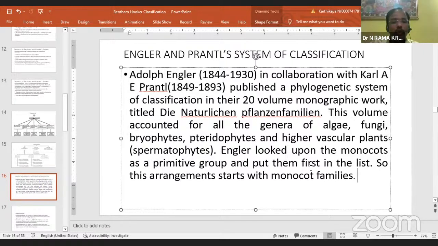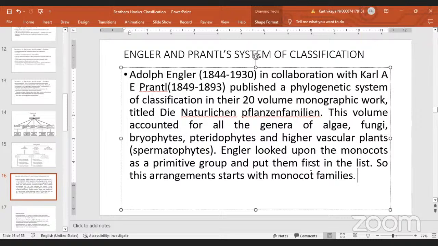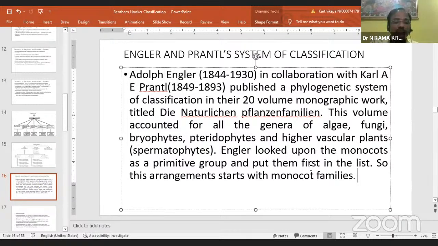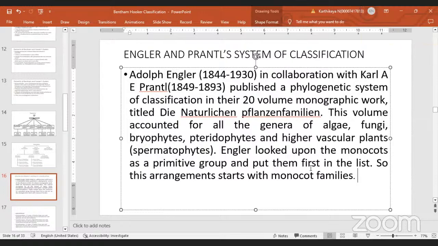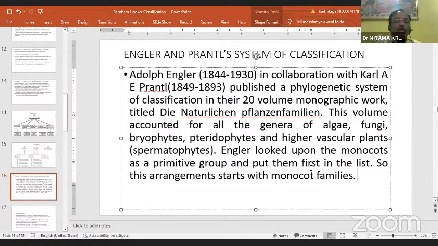Bentham and Hooker classified only Spermatophyta, seed plants, and angiosperms. They did not classify primitive groups, meaning algae and fungi. Engler looked upon the monocots as a primitive group, whereas Bentham and Hooker told monocots are advanced. So this arrangement starts with the monocot families.